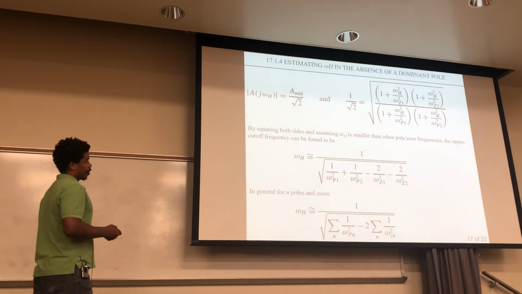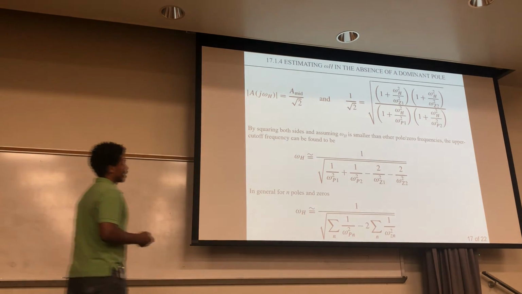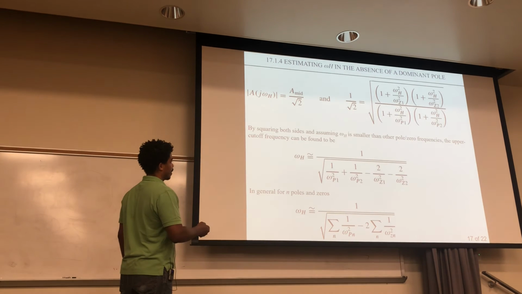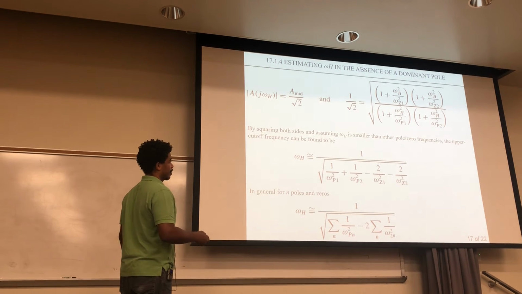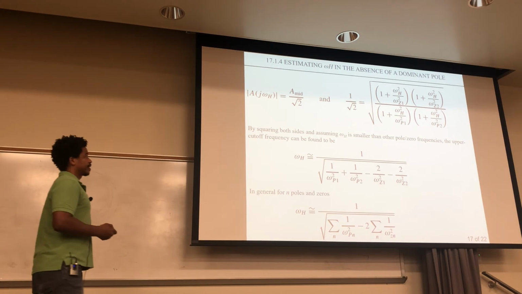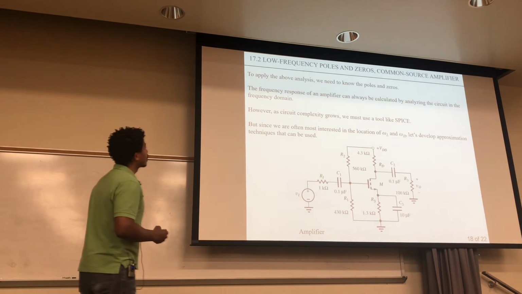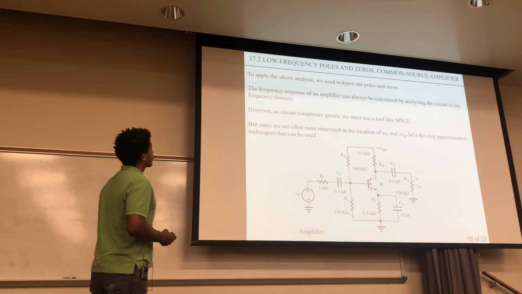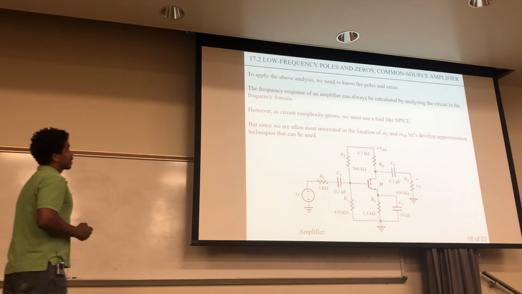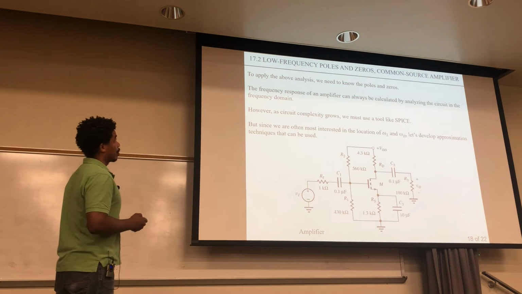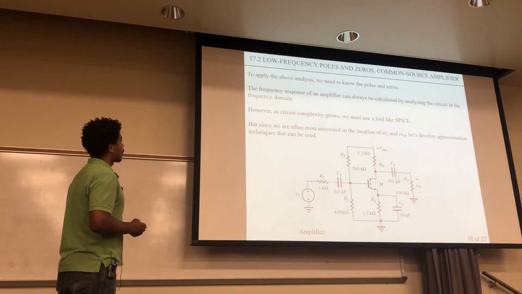And then for general and poles, it's just a sum of these omega P's minus 2 times the sum of these omega Z's right here. So very similar analysis, except you're using the poles instead of the zeros. Okay, so let's get into the low frequency of the poles and zeros on amplifier.